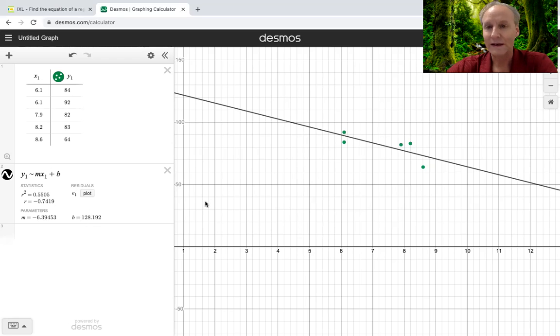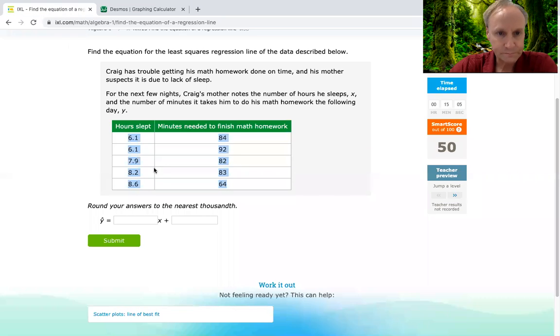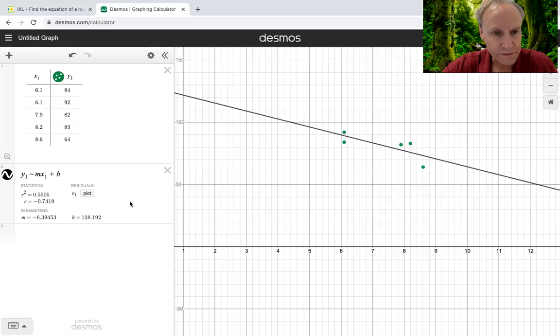128 would be, assuming he stays up all night, he would expect to spend a little over 2 hours on his homework. If he gets a really good night's sleep, he expects to spend about an hour. That makes a lot of sense if you really think about it. Anyway, sorry, I know you didn't want the interpretation. You just want to know, how do you put the numbers in? Negative 6.395. If it's rounded, and the plus 128.192.